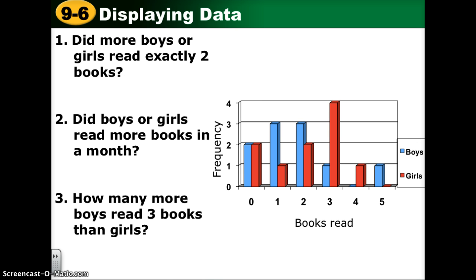Let's use this to answer some questions. Did more boys or girls read exactly 2 books? So if we're looking at exactly 2 books, we're looking right here at the blue going up to 3 and the red going up to 2. So for exactly 2 books, there were more boys.